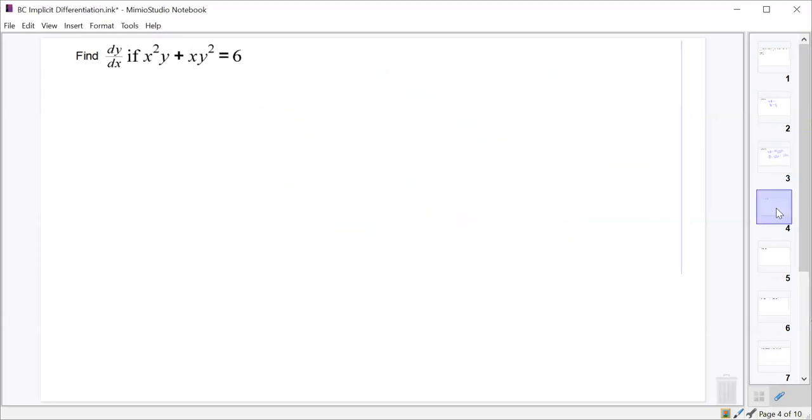Make sure that when you've got x squared y or xy squared or something like that, that you remember to use the product rule on those. So for this one, we'll take the derivative of x squared y first, which should be x squared times the derivative of y with respect to x. So x squared dy dx plus y times the derivative of x squared, which is 2x.